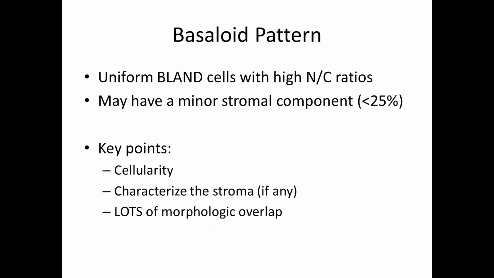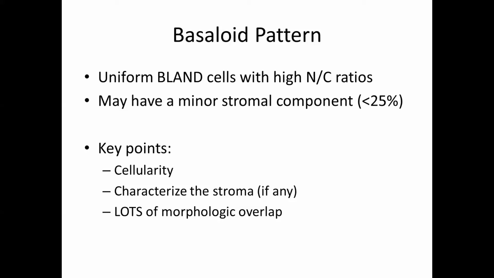The next category is a bit trickier. That's the basaloid category. And again, similar to what we saw in an adenoid cystic, these are comprised of cells that are bland as far as their nuclei go and have high NC ratios. They're usually very uniform tumors with very bland nuclei, and the nuclei have high NC ratios, not overtly malignant in any case. There can be a bit of a stromal component in the basaloid pattern, but it's usually much less than in our epithelial-stromal pattern, maybe only on the order of less than 25%, and usually a lot less than 25%.